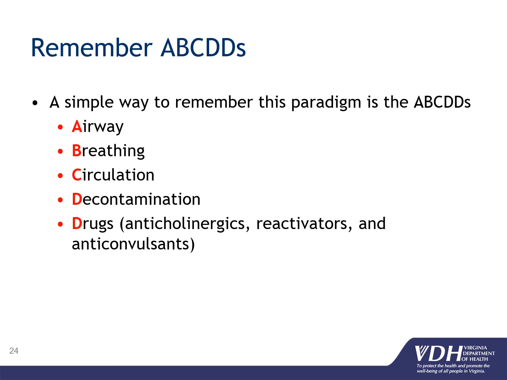Medical management of nerve agent patients is extremely important, and a simple way to remember what needs to be covered is A, B, C, D, D, as in airway, breathing, circulation for supportive care, decontamination, and drug therapy.